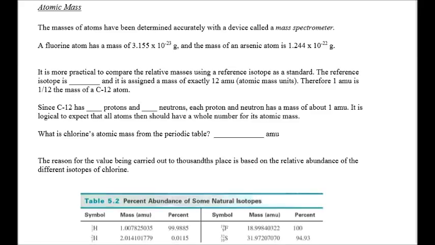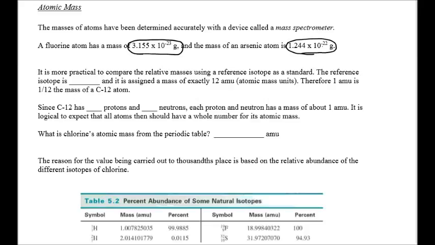Turn to page 57. Atomic masses have been determined very accurately with a device called a mass spectrometer. So they know a fluorine atom has this mass, but notice how small it is, 10 to the minus 23. Here is an arsenic atom, 10 to the minus 22. So the arsenic atom is larger than the fluorine atom. Instead of always writing out these numbers, what we do is a relative mass by comparing one to another, but we need a standard.